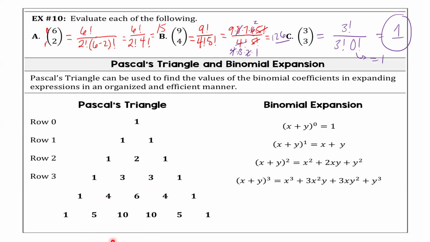Do we understand how the triangle is growing? The ones on the outside. The 1s are always on the outside. Yes? Are we good? Okay.